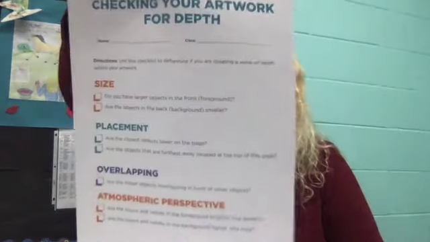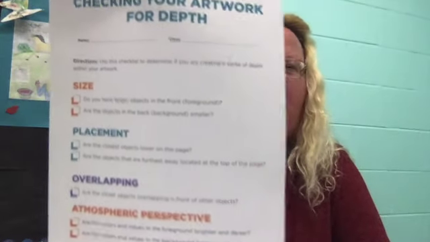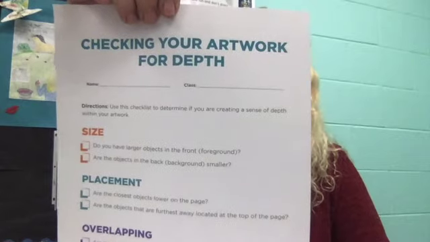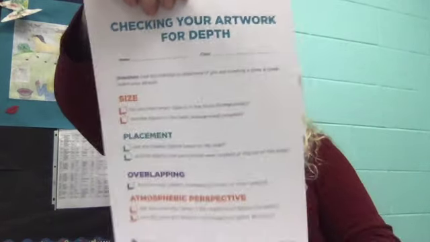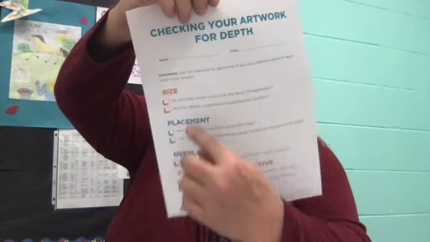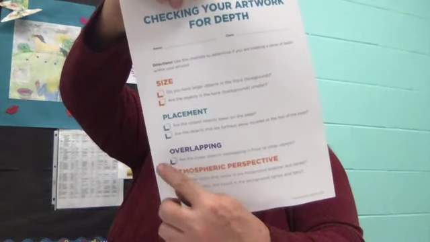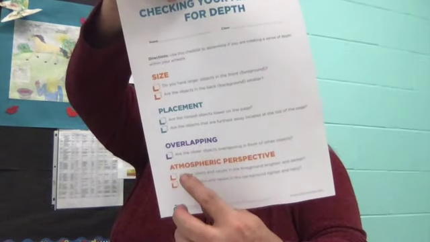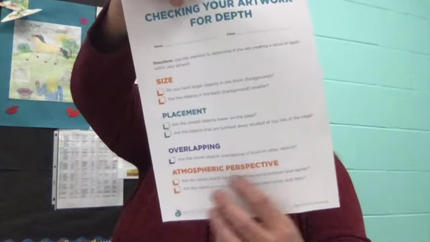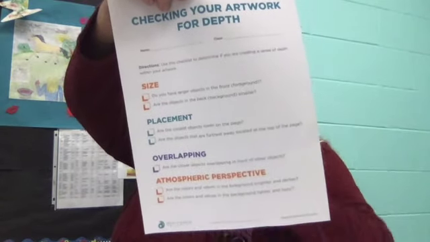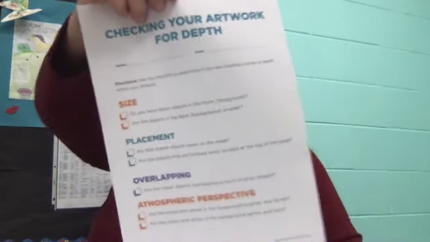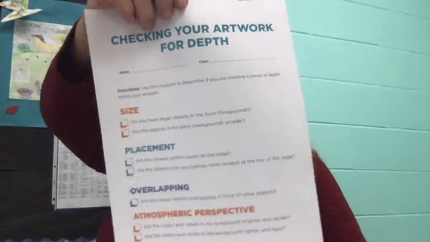Now, here's another little page you need to do once you get your drawing done. Checking your artwork for depth. It's going to ask you about the size, the placement, the overlapping, and then the atmosphere perspective. This I have not got done on mine, and it's talking about the way you color things. That is worth 25 points.